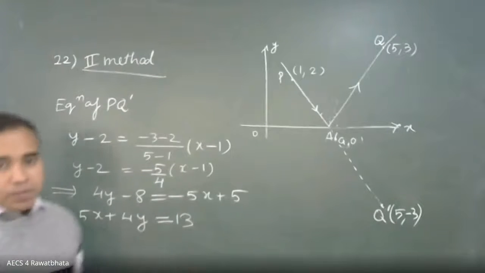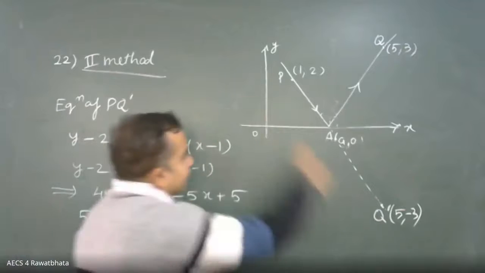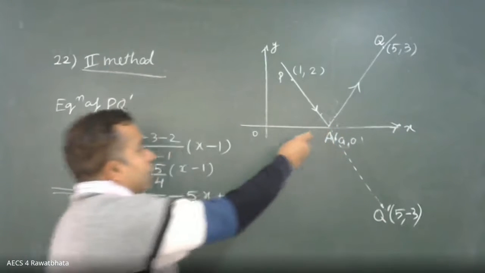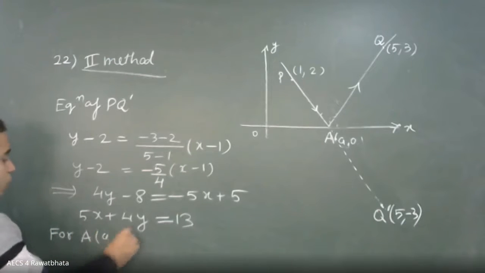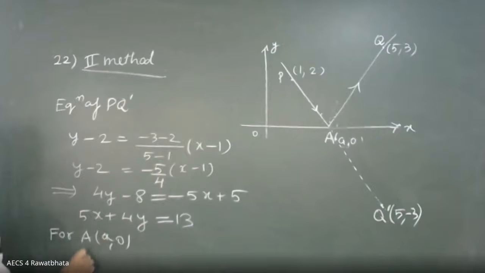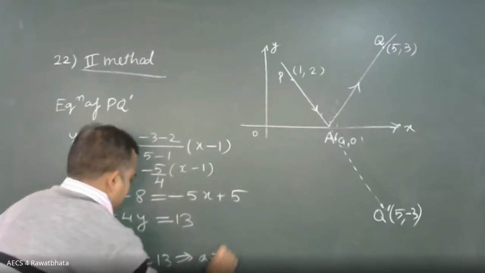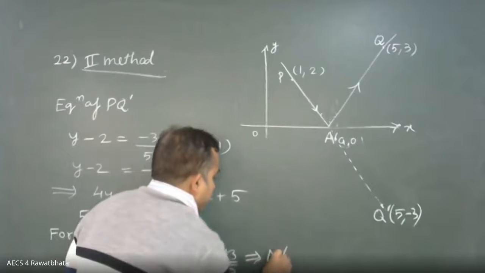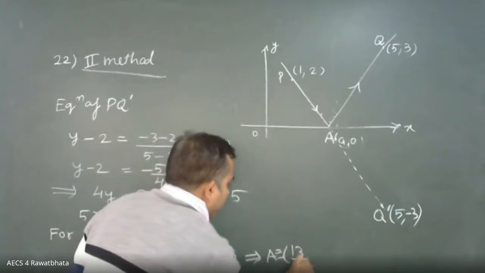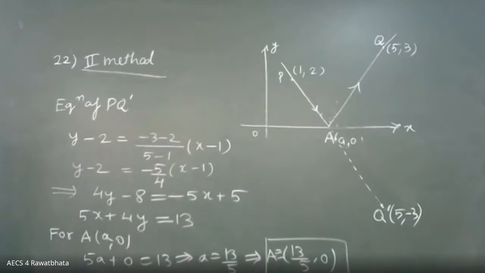To get... yes, Adyansh, y equals to 0 I should put, because this line is cutting x-axis at capital A, coordinates (a, 0). So for capital A (a, 0), putting y equal to 0, and you'll get like this. So here you get capital A coordinates (13/5, 0). Simple. So this method also was quite simple.